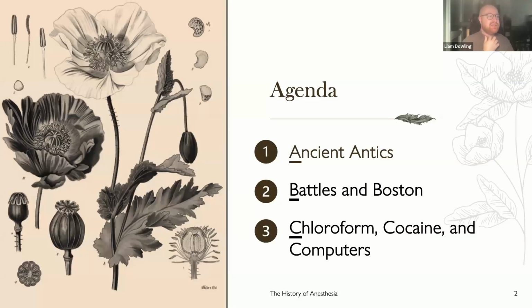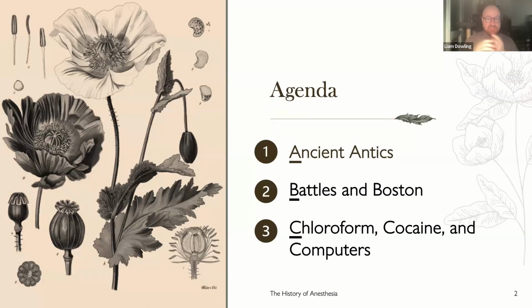I thought very carefully about the main things I wanted to discuss, and I've broken down this very large topic into three general categories. We have ancient antics, we'll start with. Then probably the main section, which is battles in Boston, where we'll be talking about the discovery of general anesthesia. And the last section is more of a catch-all in the last century, discussing things like chloroform, cocaine, and a little bit about computers.